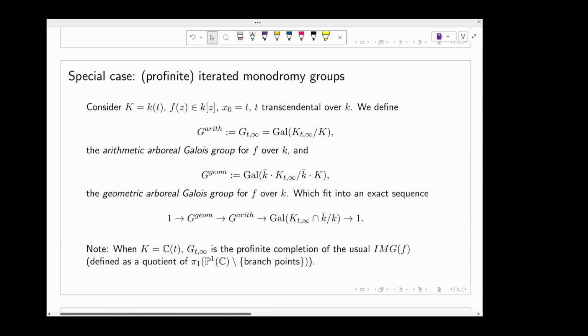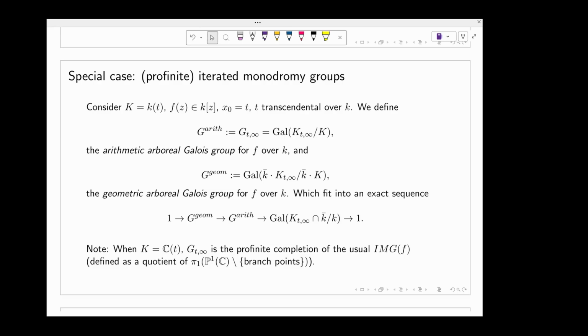Okay, to make this maybe a little bit more familiar to some of you, there's a special case of this problem where I think about profinite iterated monodromy groups, but maybe not quite in the context that you're used to. So if I consider K to be some other field, little k, adjoin a transcendental element T, but my polynomial f still is defined over this field little k, and I pick my base point x naught to be my transcendental, then the thing that I get, we call a profinite iterated monodromy group.